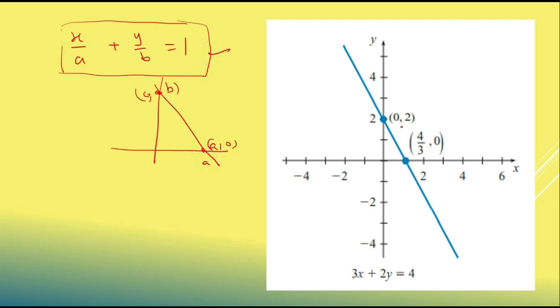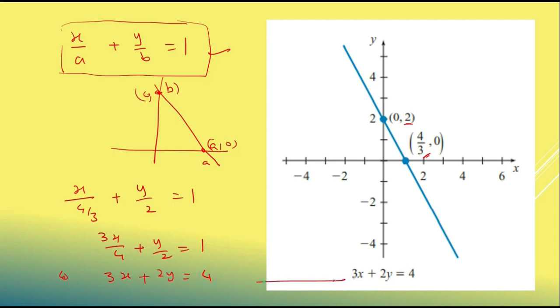Okay, so look at this one. Here y-intercept is 2, x-intercept is 4 over 3. You can simply write x over 4 over 3 plus y over 2 is equal to 1. Now simplify this one, invert this denominator, you'll get 3x over 4 plus y over 2 is equal to 1. Multiply this equation by 4, you get 3x, and 4y over 2 will be 2y, is equal to 4. Again you are getting the same line, isn't it? So there are multiple ways to identify the equation of the line.